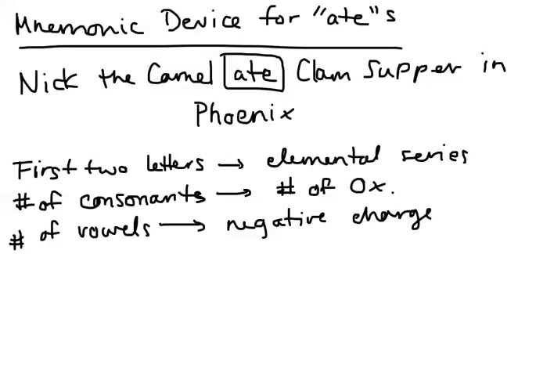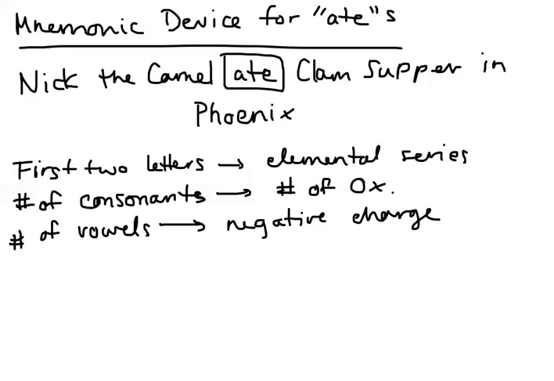So for nitrate, not looking at the -ates I gave you above, how many consonants do we have in Nick? 3, N, C, and K. So it's NO3. How many vowels do we have? 1, so it's NO3, 1 minus.